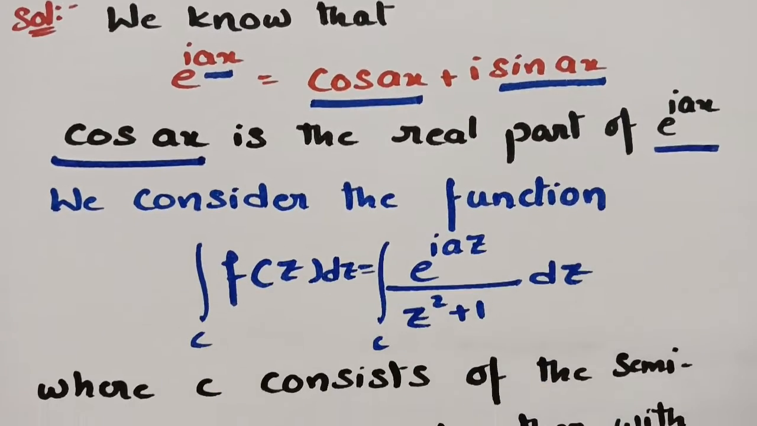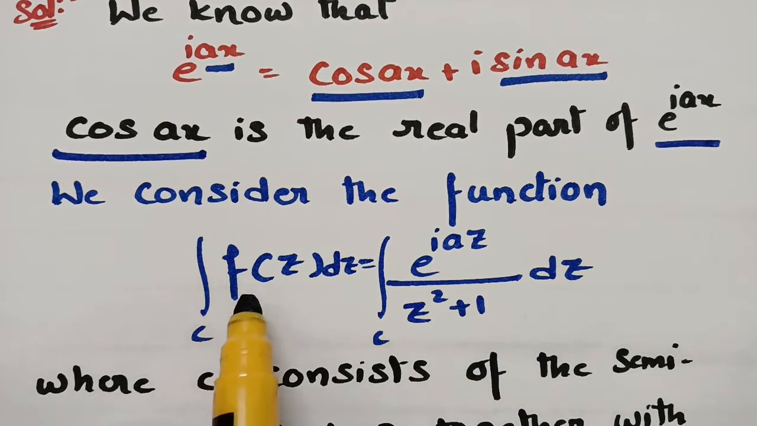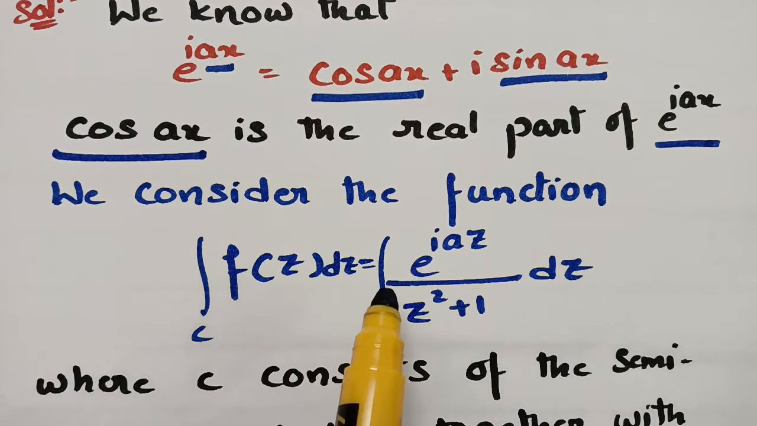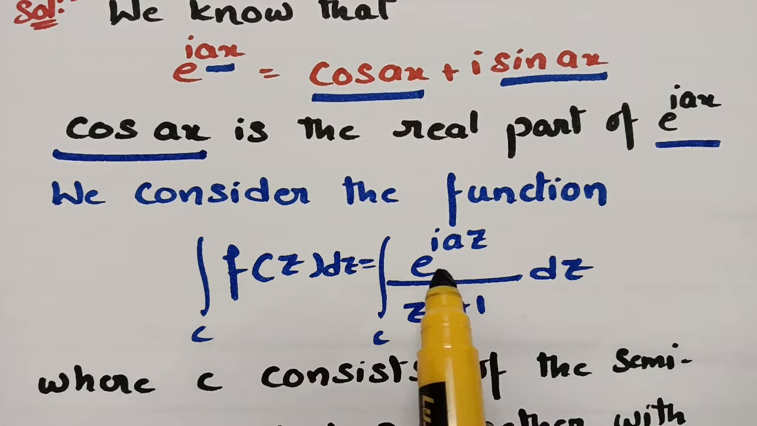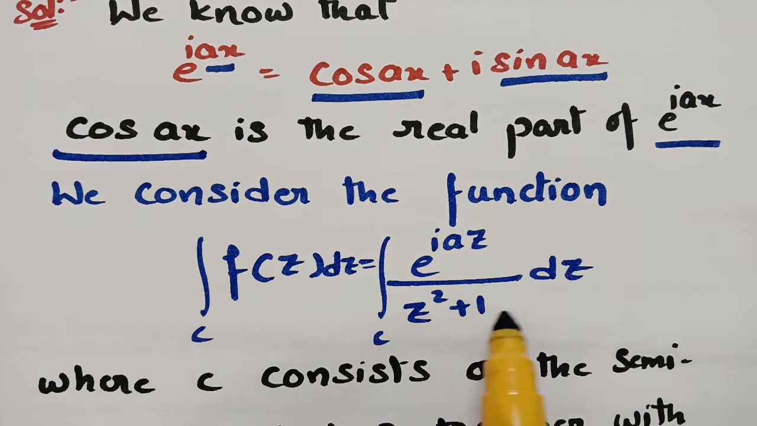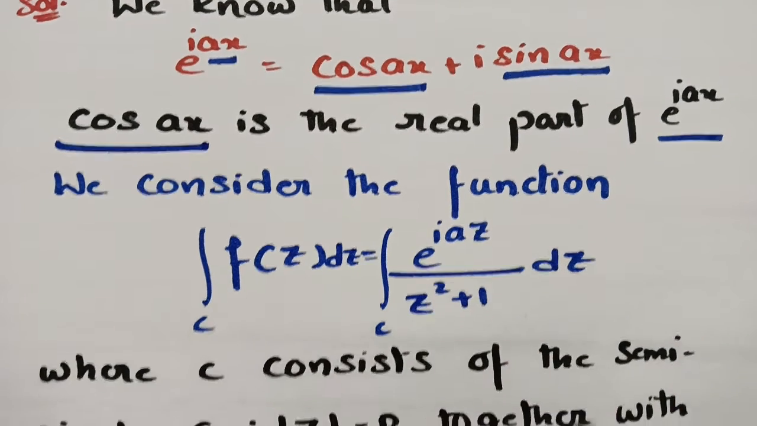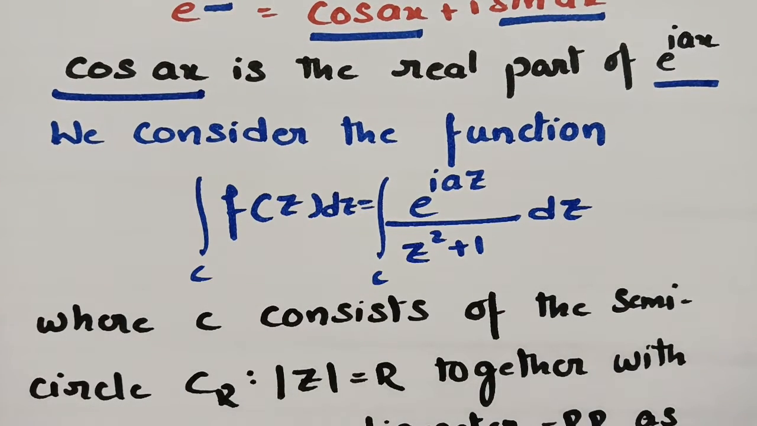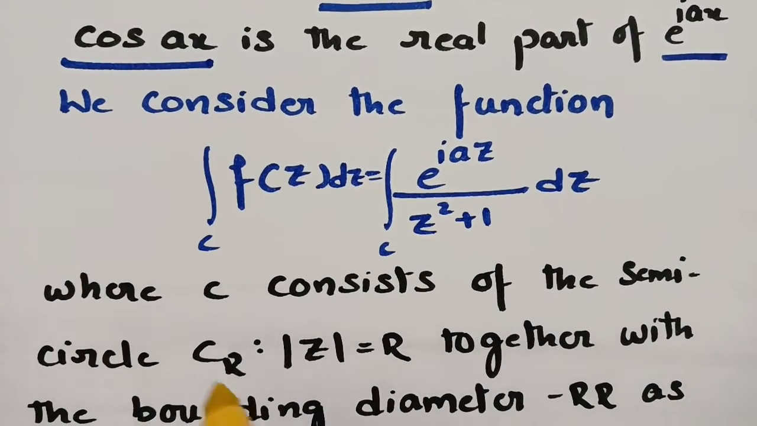Now I am going to consider the function. That is, integral over c of f of z dz is nothing but the real part of e power i times az by z squared plus 1 into dz. So what is this c? c is nothing but a semicircle.